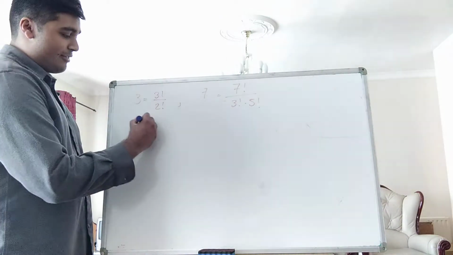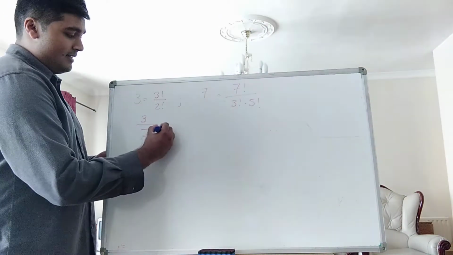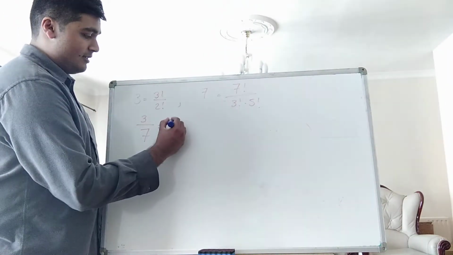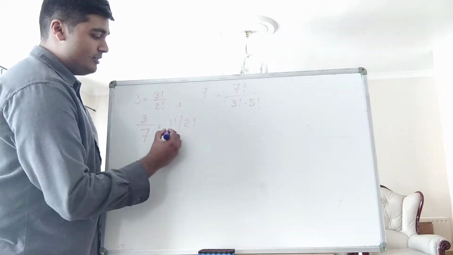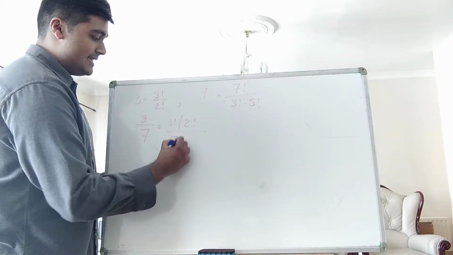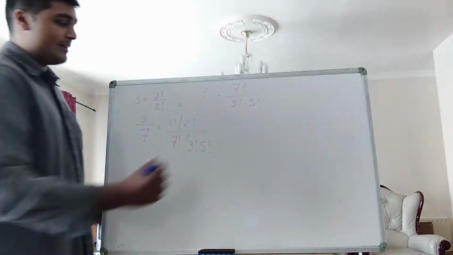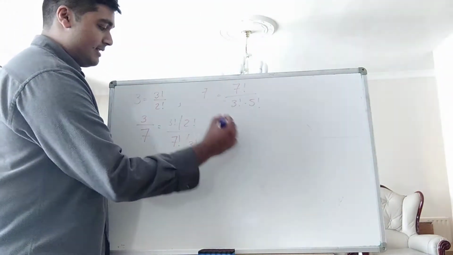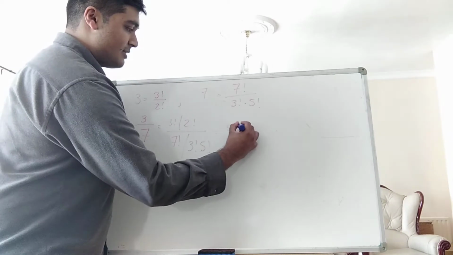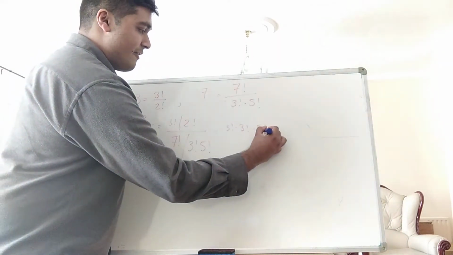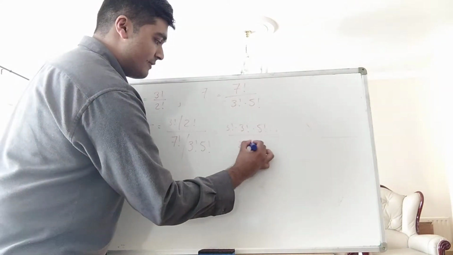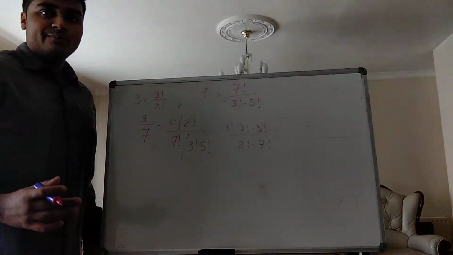Now we can see that 3 divided by 7 is 3 factorial over 2 factorial, and that's divided by 7 factorial divided by 3 factorial times 5 factorial. Okay? And then we can just clean this up a bit. That's 3 factorial times 3 factorial times 5 factorial all over 2 factorial times 7 factorial.